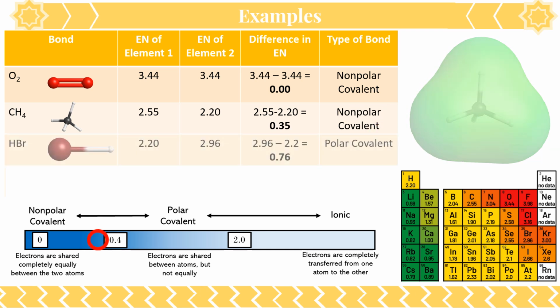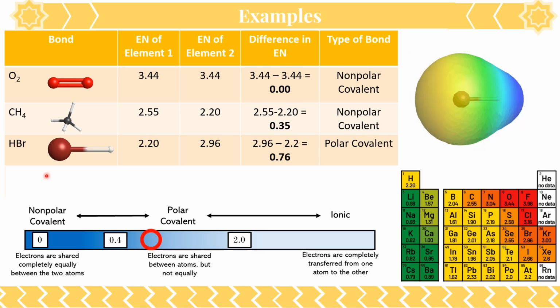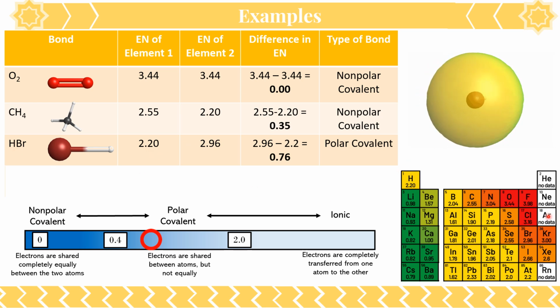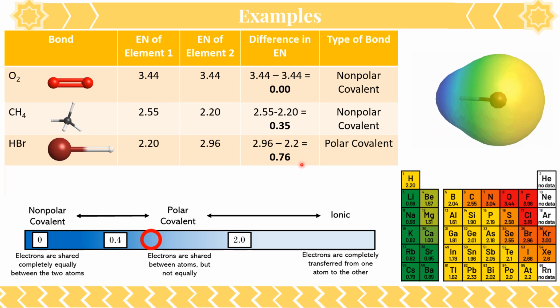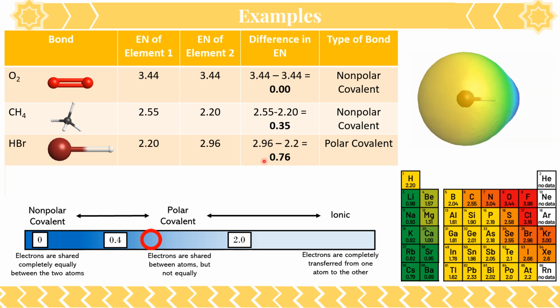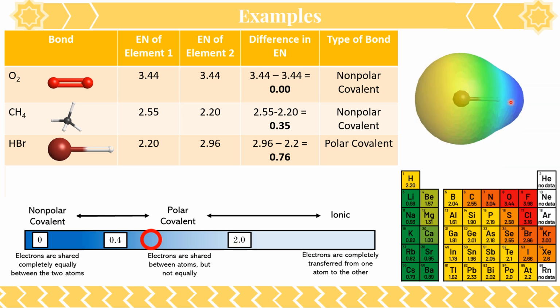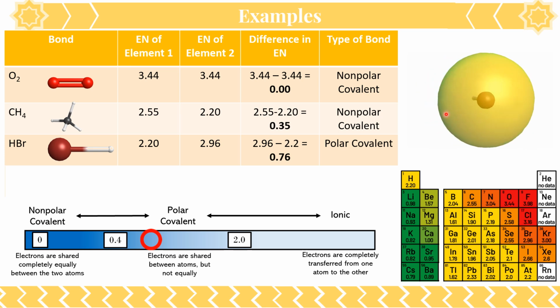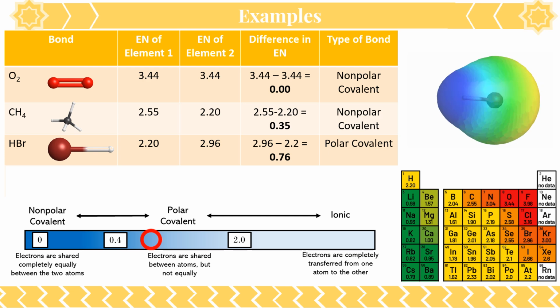Now, if we get a little bit more difference in electronegativity here, we've moved into the polar covalent range. The molecule HBr has a hydrogen atom with a 2.2 electronegativity and a bromine atom with a 2.96 electronegativity. When we subtract the two, we get a difference of 0.76, which means we are in the polar covalent range. We're more than 0.4, but we're not quite in the ionic range. We're less than 2.0. And we can start to see there is a region of blue positive charge and a region of yellowish getting towards reddish negative charge. So this molecule has some polarity to it.